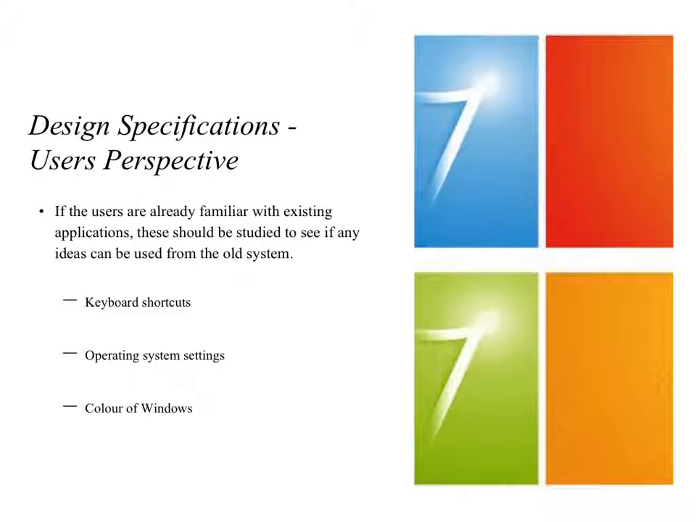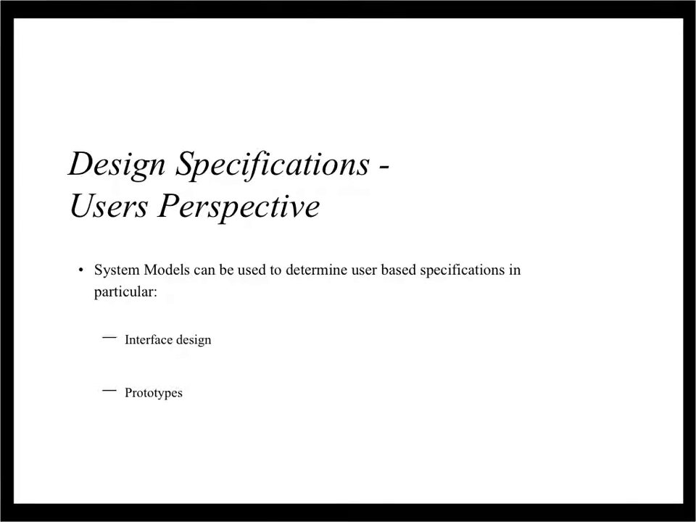Also, how are you going to consider the particular operating system settings that exist within whatever operating system your user uses? These are things that need to be considered. Also, the color of the windows. You do not want a highlighted yellow window. This is windows, not the Windows operating system, but the window that you will be using in your particular application.